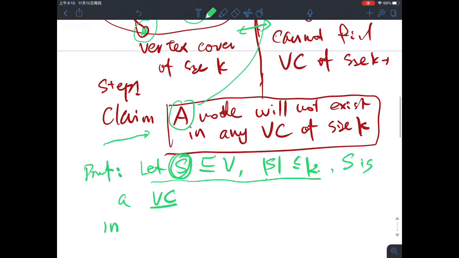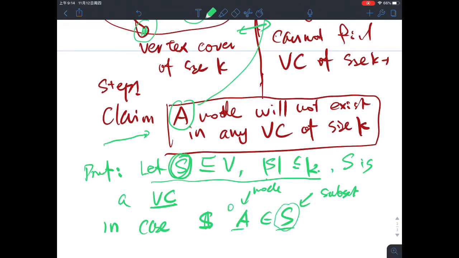In case the node A is part of S, this is a node and this is a subset. I don't think this is the optimal notation because they all use capital fonts, but this is a node and this is a collection of multiple nodes, right? In case A is an element of S, what can we say about that? Let me just restart the screen, since it's frozen again.